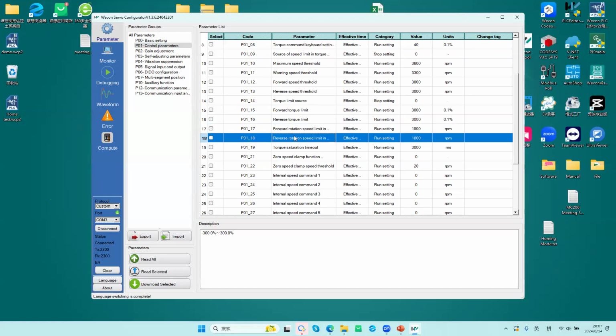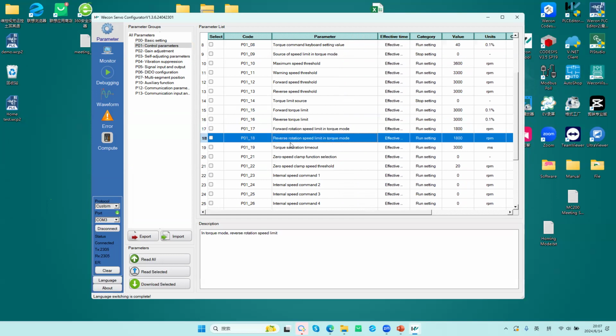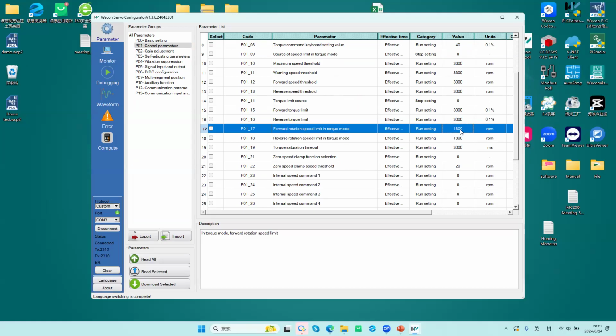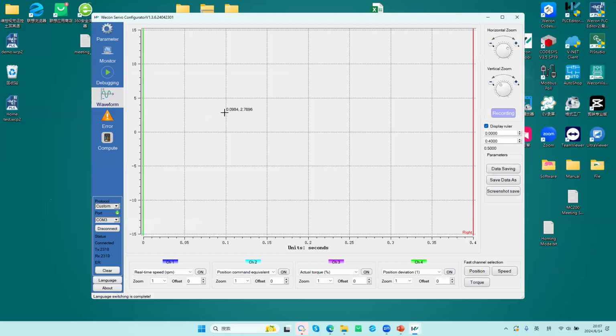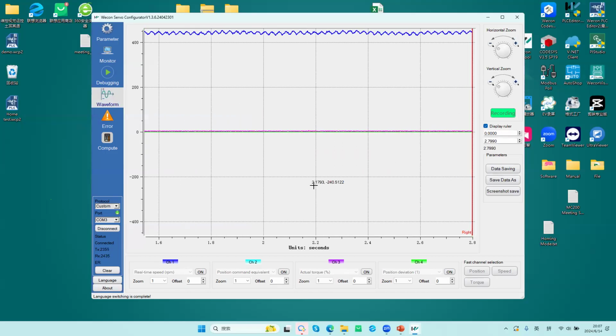P1, these two. This 2 is the forward speed limit and the reverse speed limit. You can see the limit is 1,800. This is the forward and the reverse speed limit. And here we can check the curve.